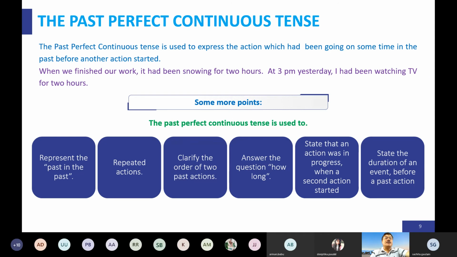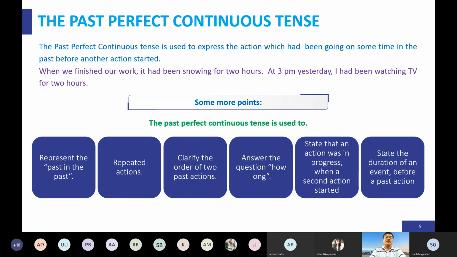So the past perfect continuous tense. The past perfect continuous tense is used to express the action which had been going on sometime in the past before another action started. Another action started, that is also past time, and before that action, it was going on, it was in progress. To tell this.